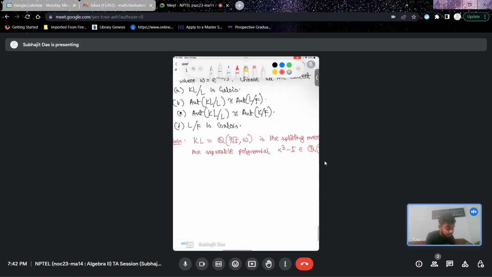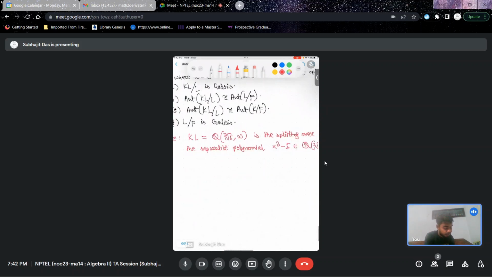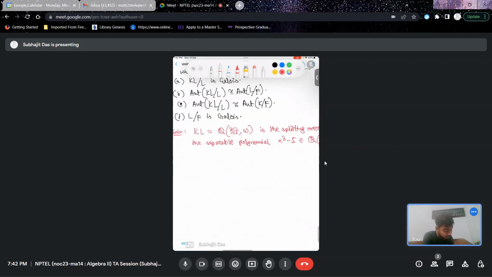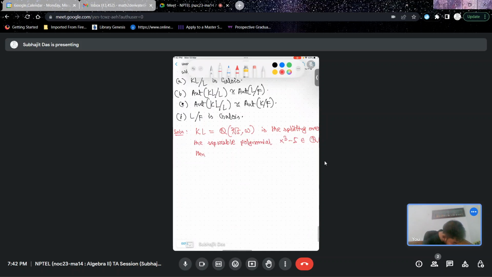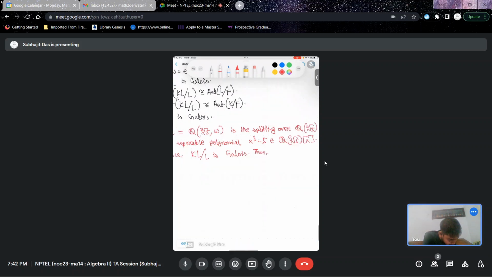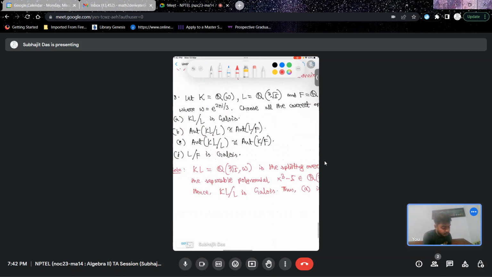So this is a separable polynomial. You have a splitting field of a separable polynomial. So this is Galois. Hence, KL over L is Galois. Thus A is correct. Okay.